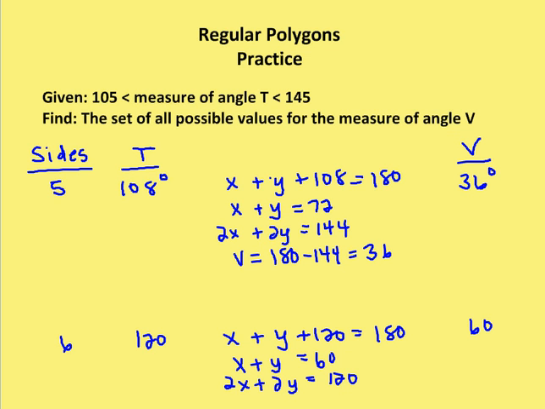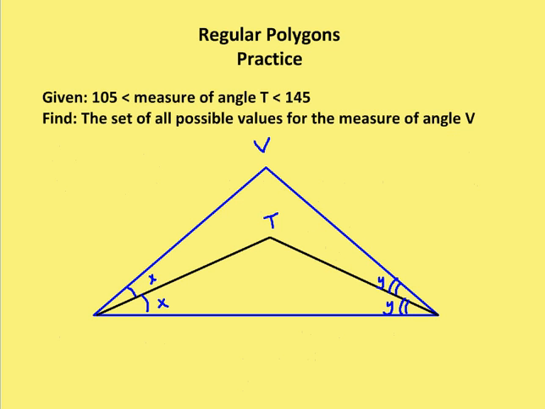Let's talk about the diagram first. I've given the measure of angle T is greater than 105 degrees, but less than 145. And we need to find the set of all possible values for the measure of angle V, given that the measure of angle T can be an angle in a regular polygon. All right, so that might be a little confusing. So let me explain that again.